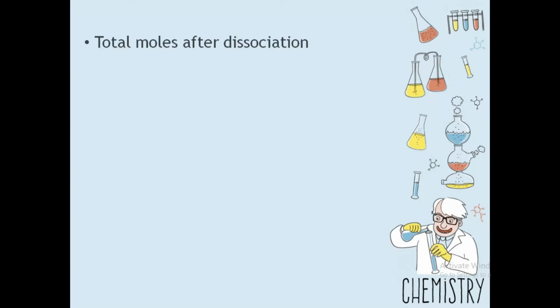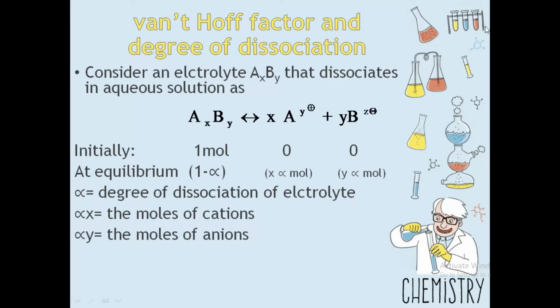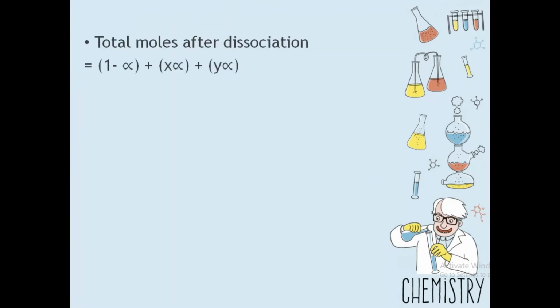Hence, the total number of moles in the solution at equilibrium will be 1 minus alpha moles of AxBy, x alpha moles of A^(y+), and y alpha moles of B^(x-). Means the total number of moles after dissociation is this plus this plus y alpha moles. So we can say that total moles after dissociation is 1 minus alpha plus x alpha plus y alpha.